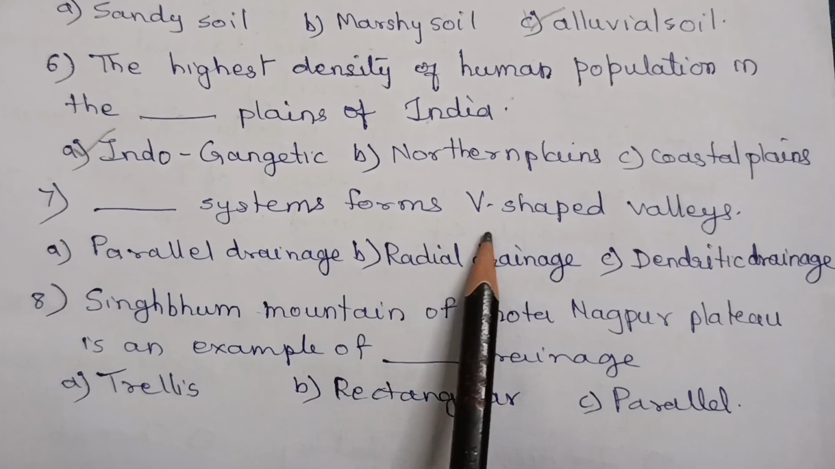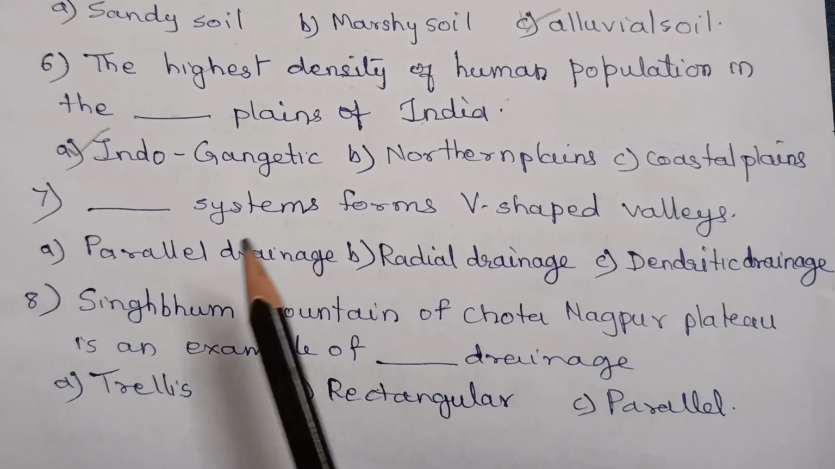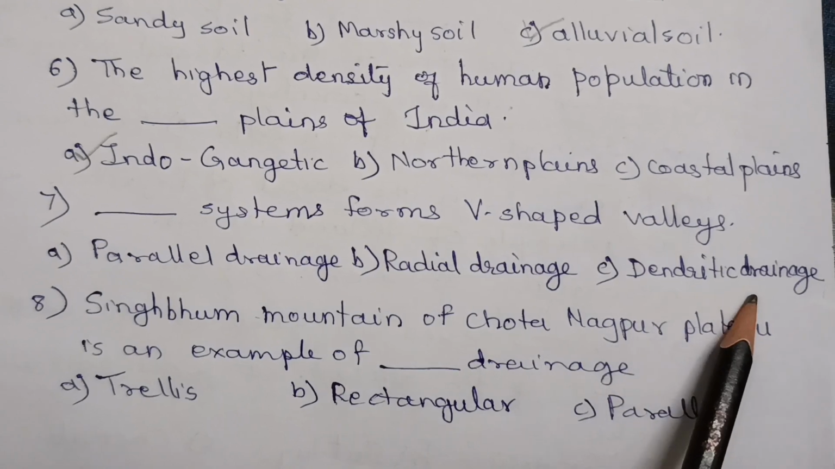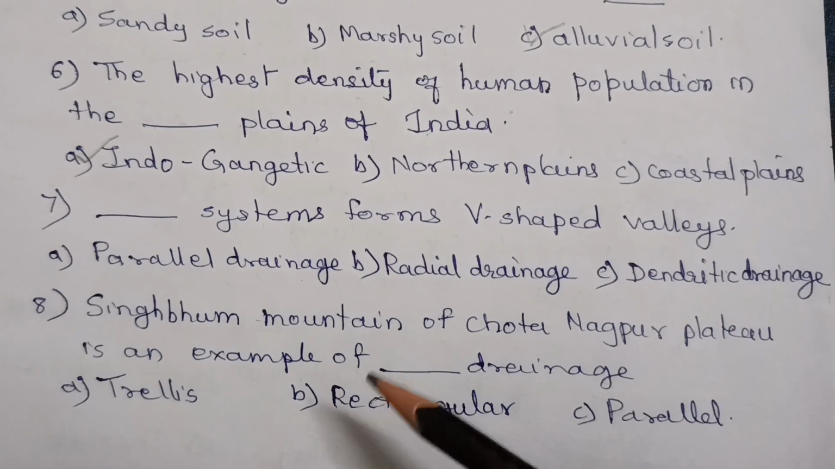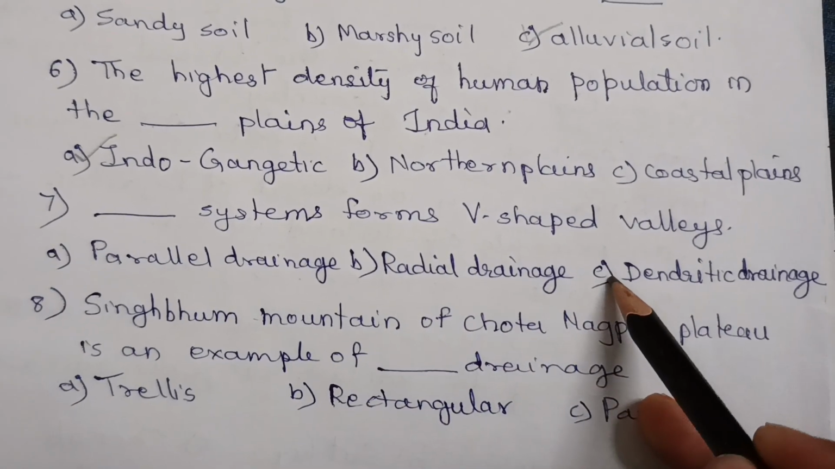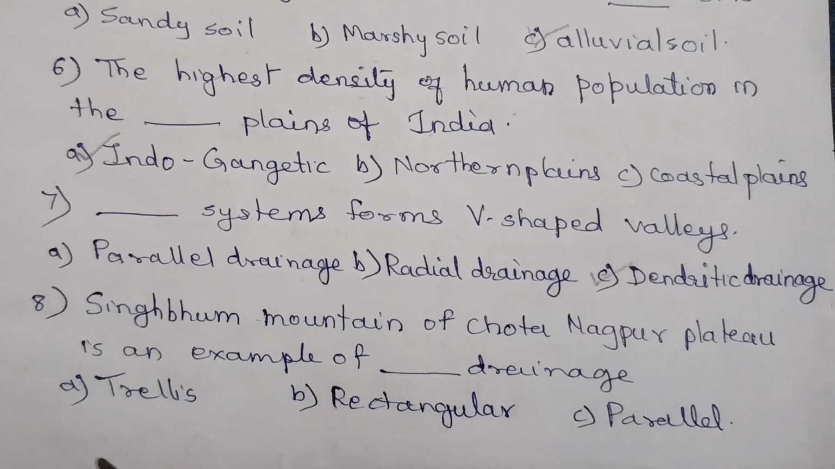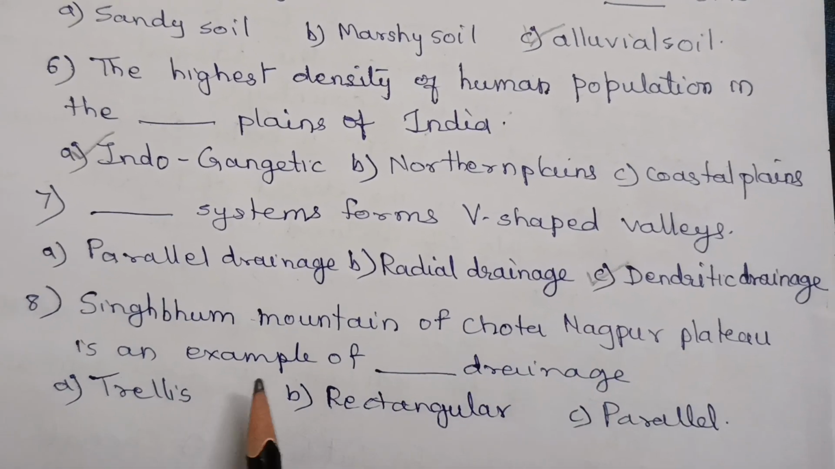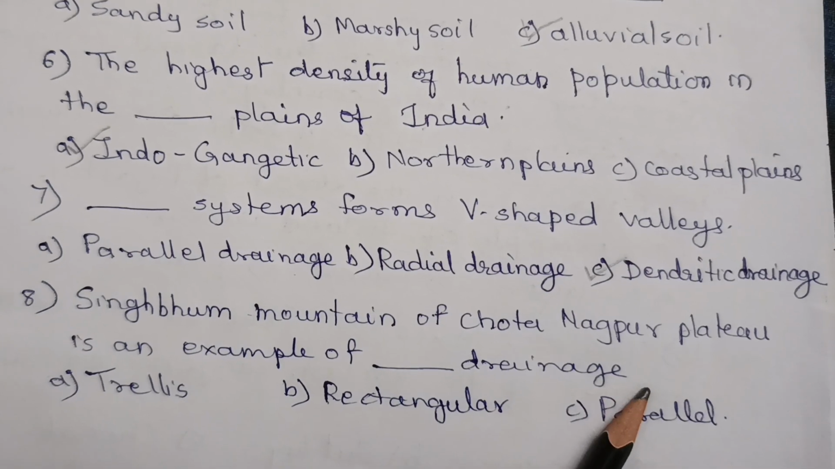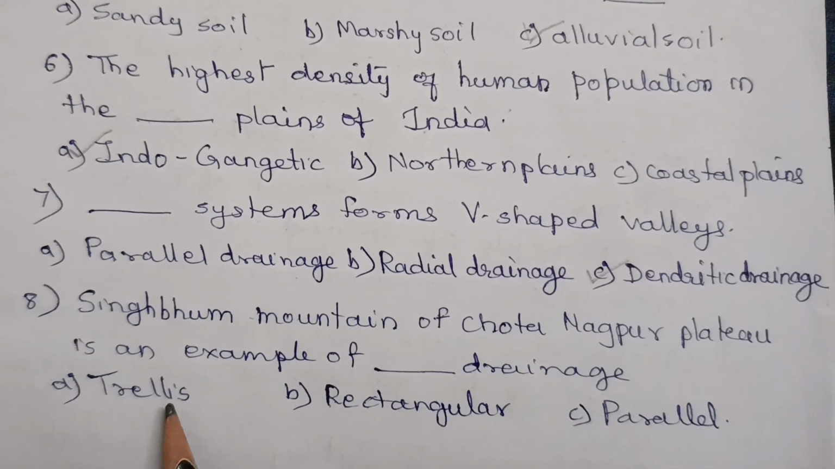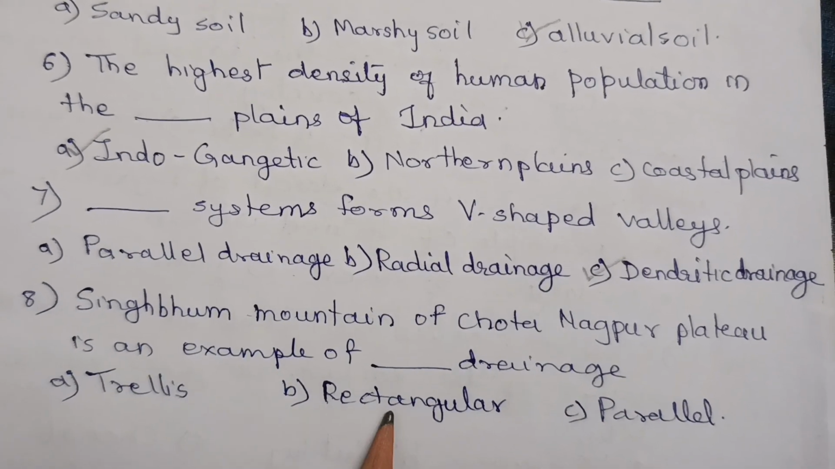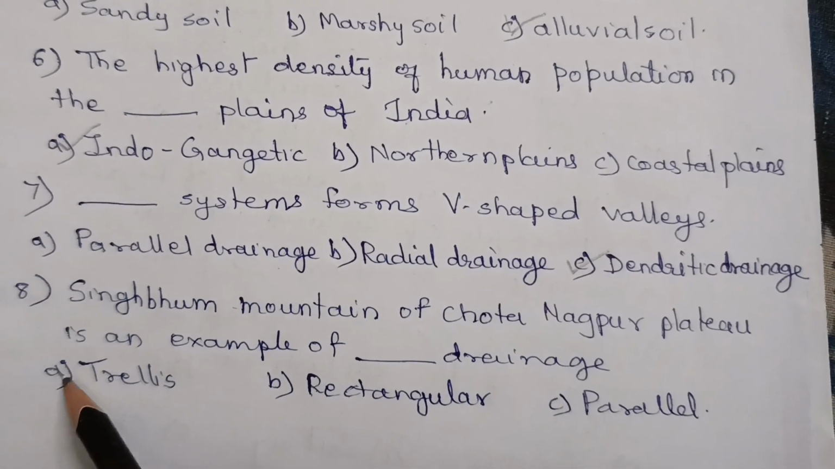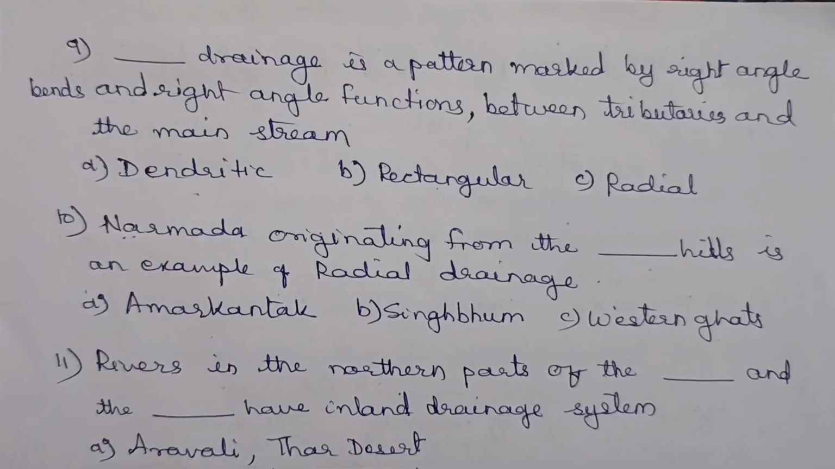Seventh, dash system forms V-shaped valleys. A. Parallel drainage, B. Radial drainage, C. Dendritic drainage. And the correct option is C. Dendritic drainage. Eighth, Singhbhum mountain of Chota Nagpur plateau is an example of dash drainage. Options are A. Trellis, B. Rectangular, C. Parallel, and the correct option is trellis drainage.